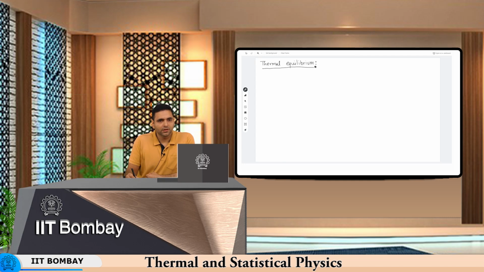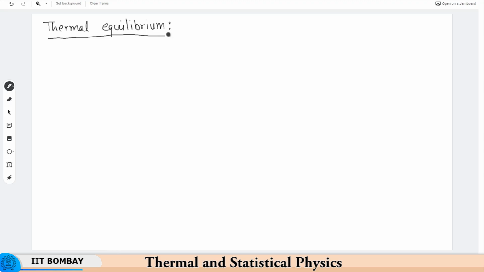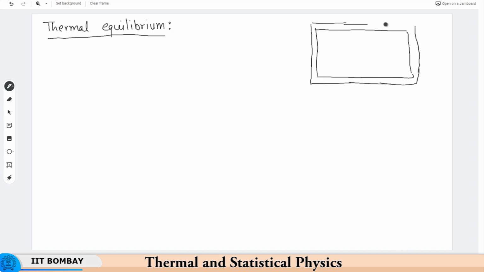All right. So this is something that I am sure you are all aware of. When we say two systems are at thermal equilibrium, that means their temperatures have to be the same, right. So say we have a container which is completely insulated, right. Insulation means no heat can leak out of this container.